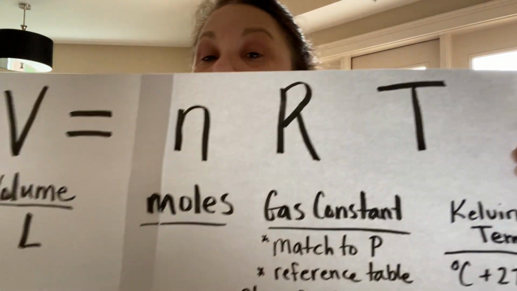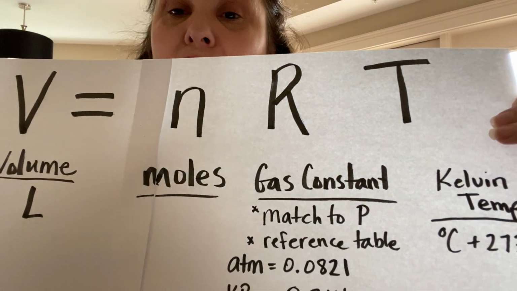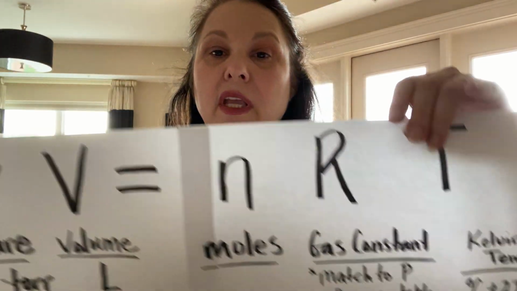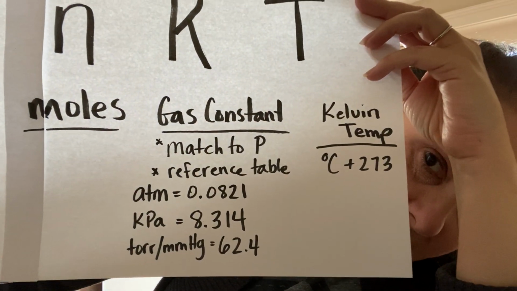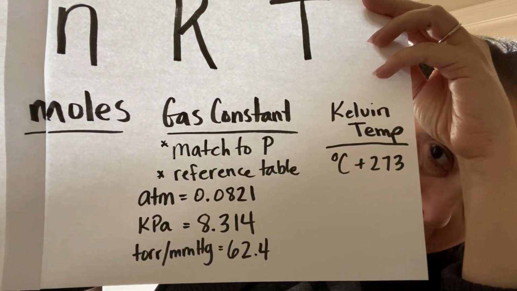If you remember, there were a choice of 3 values there, and I'll just show that to you again, just to make sure you know it's right there on the front cover. You have 3 values to choose from. So here they are. The gas constant, you need to match it to your pressure.